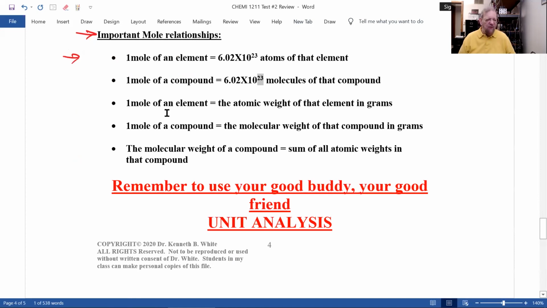You should know 1 mole of an element equals the atomic weight of that element in grams, and 1 mole of a compound equals the molecular weight of that compound in grams. And remember, the molecular weight of a compound is the sum of all atomic weights in a compound. And as I have right here, remember to use your good buddy, your good friend, unit analysis.